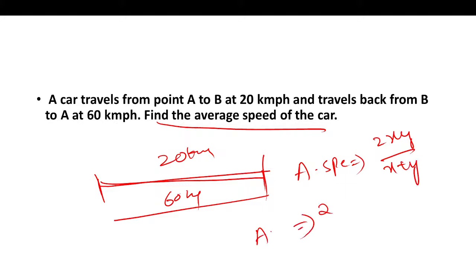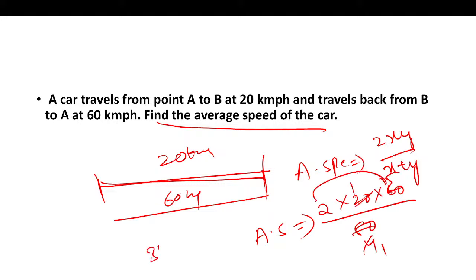Okay, average speed is equal to 2xy by x plus y, with x value 20 and y value 60, by 20 plus 60, nothing but 80. 20 ones are 20, 4 ones are 4, 15, 2 into 15 is nothing but 30 kilometers per hour.